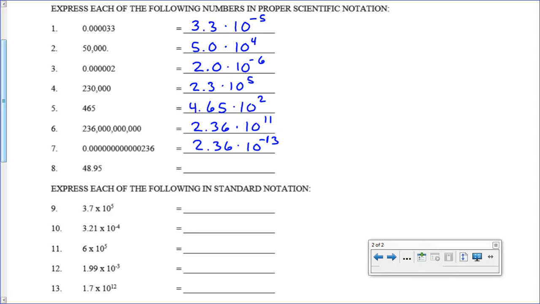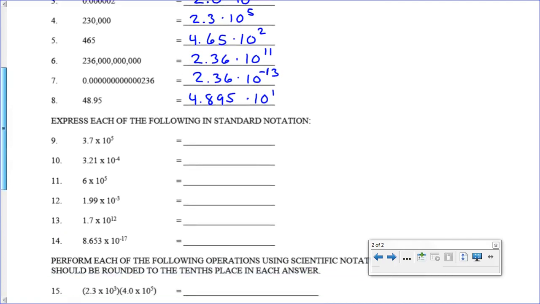Next one here, 48.95. This one is a relatively large number. Again, we're comparing to 1 here, so relatively large. We're going to bump it over here 1 spot, and so it ends up being 4.895. All right, times 10 to the, and we only moved it over 1 spot. So it's larger than 1, but it's only slightly larger than 1. So it's got a positive exponent, but it's a little tiny positive exponent. It's just a 1 there.